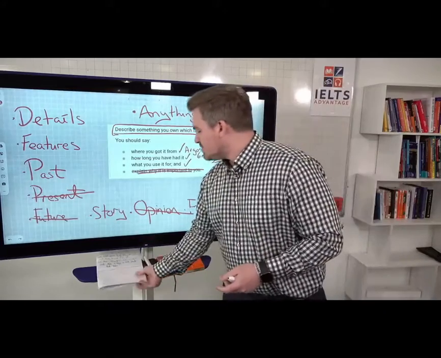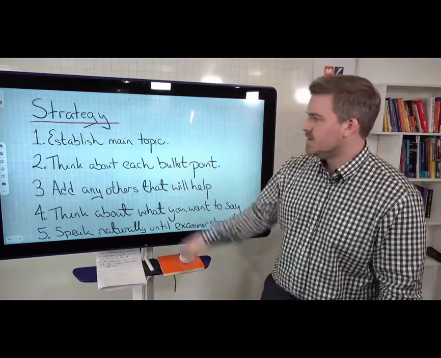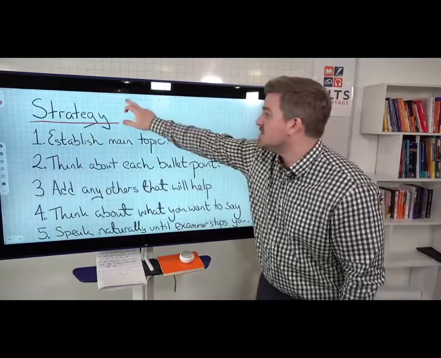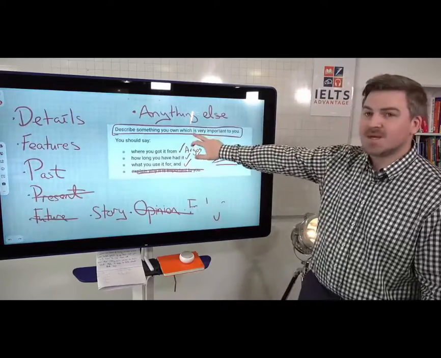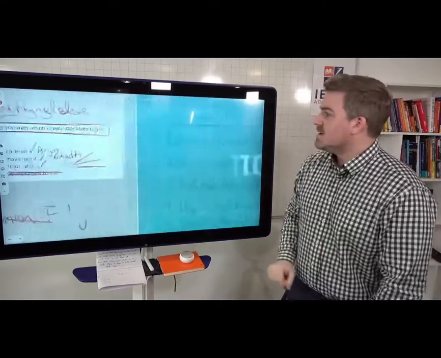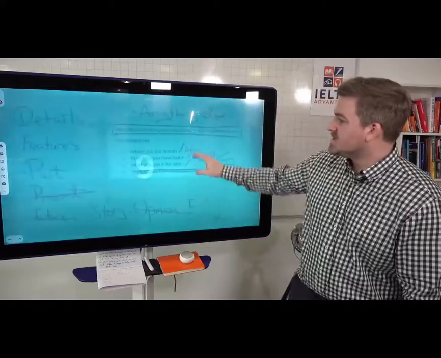So this might be the first time you've seen this strategy, so let me spell it out. Number one, establish main topic. What is the main topic? Okay, this is the main topic. I must speak about this. Remember that. Number two, think about each bullet point, as we just did.